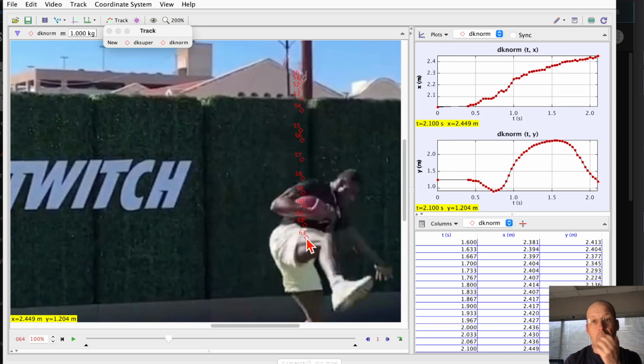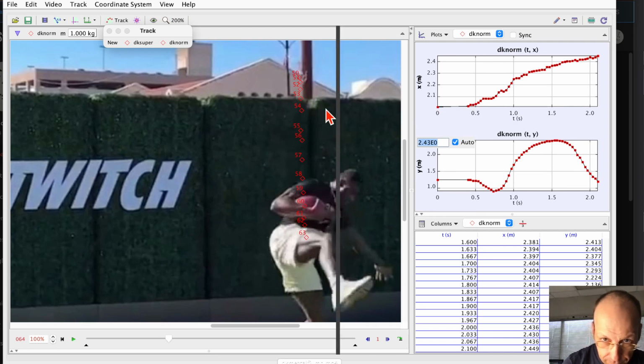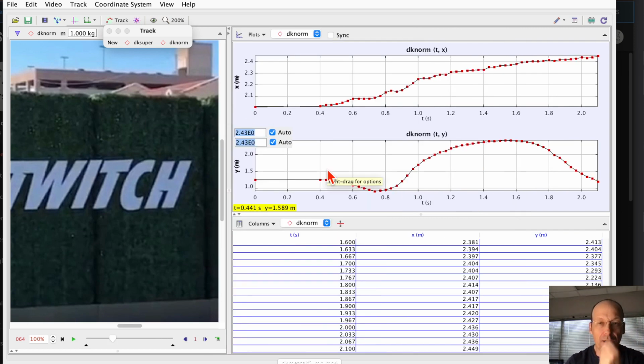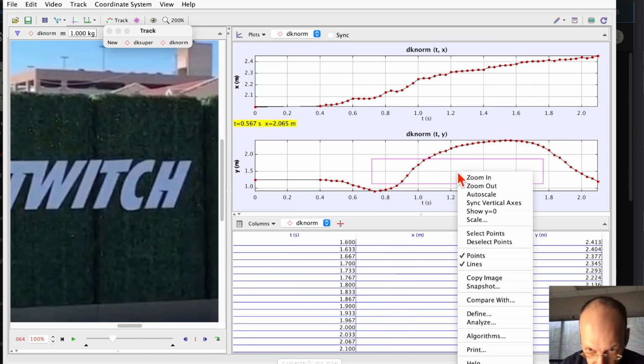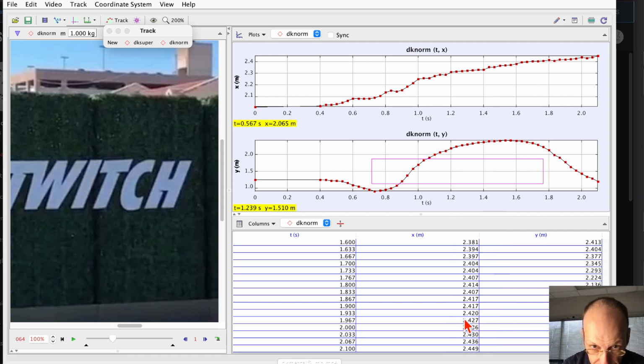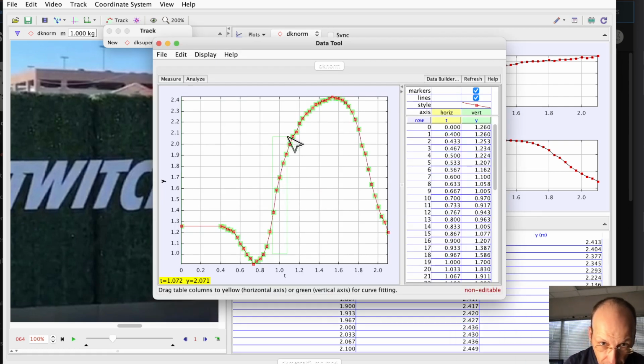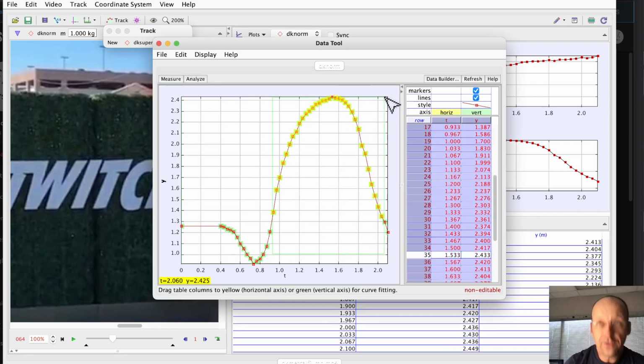Okay. Let's do some analysis now. So this is X position, I don't care about. This is normal. Let's analyze his Y position. So I'm going to analyze, and I'm going to curve fit. If he is a projectile, then I should fit a parabola to this, and the term in front of the t squared should be 1/2 acceleration. So we can get the acceleration.